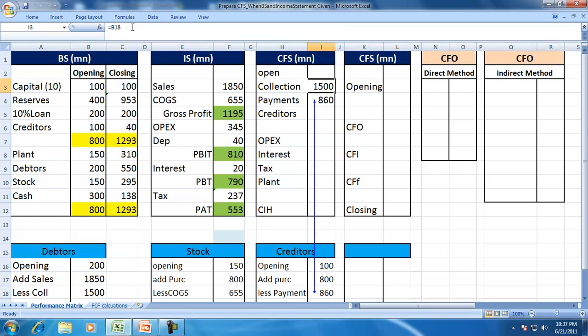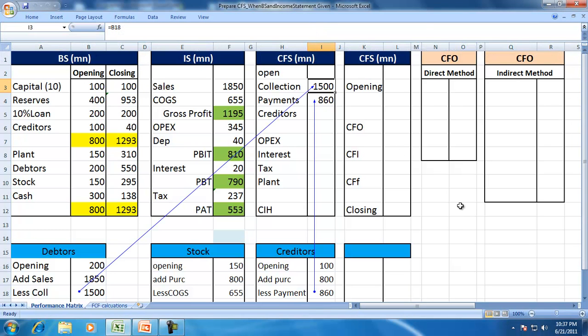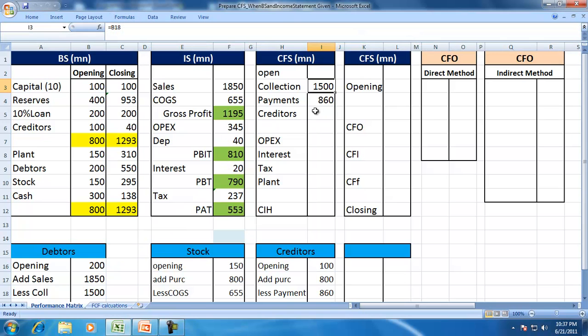Similarly, the collection is coming from the debtors worksheet. That is why these worksheets are very important. Okay, so let us move ahead. Payment to the creditor is 860.